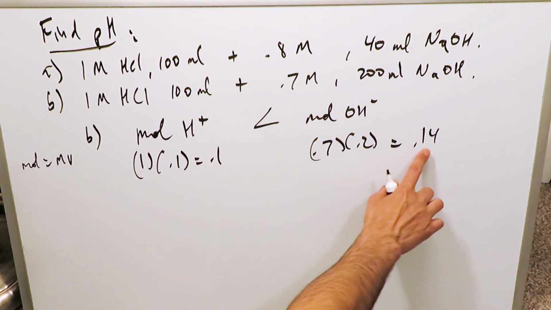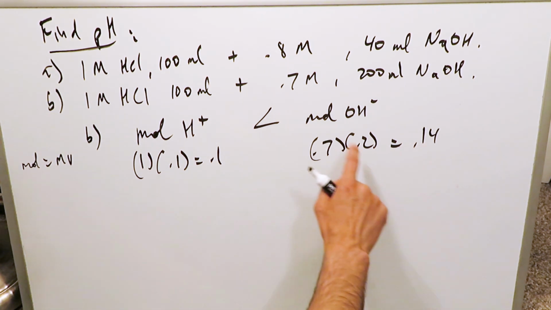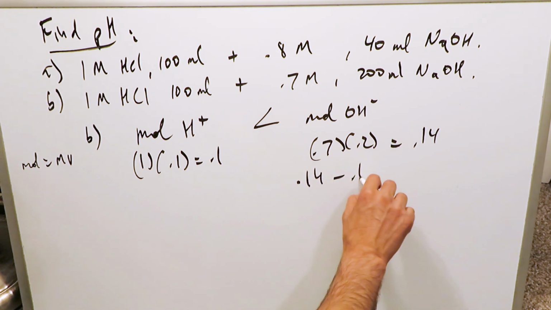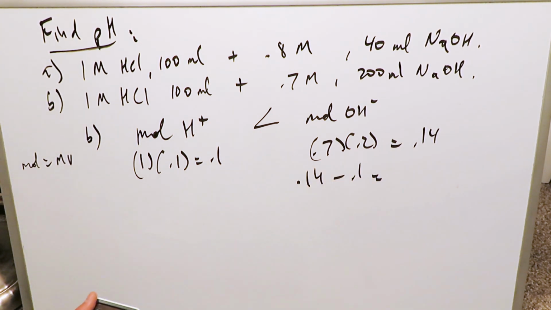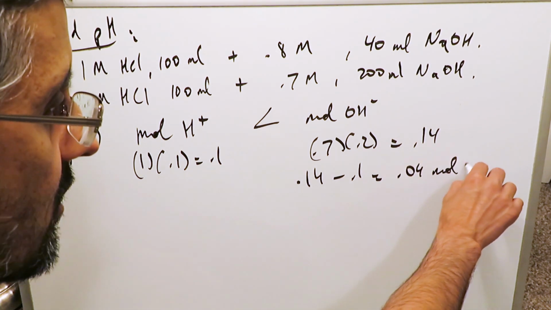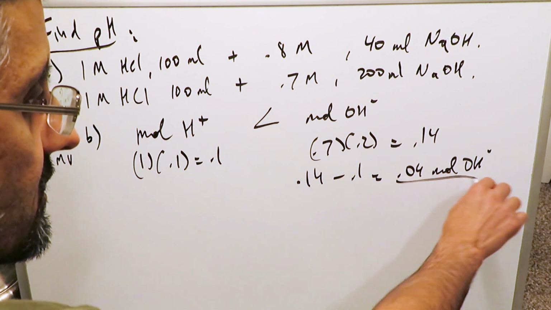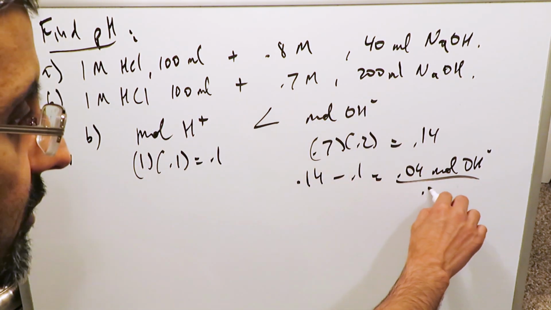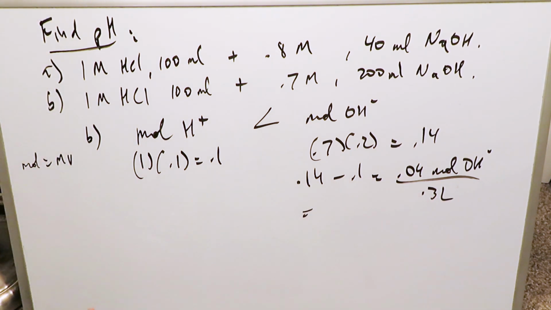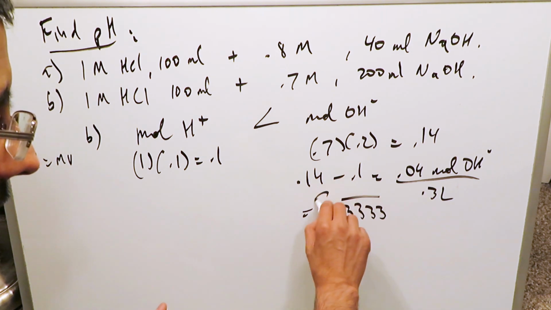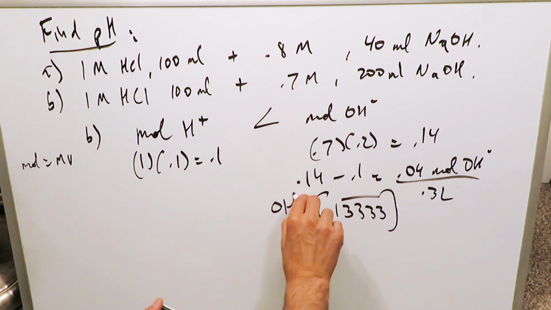So now the acid will be used up to the greatest extent to neutralize as much of the base as possible. 0.14 moles OH minus 0.1, which is the full amount of the acid. What will you have? You have 0.04 moles of strong base, which you're going to divide by the total volume. 100 plus 200 is 300, which is 0.3 liters, and that'll give you the concentration of base. 0.04 divided by 0.3 is 0.1333, repeating, the hydroxide ion concentration.